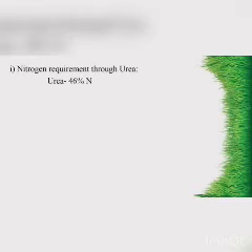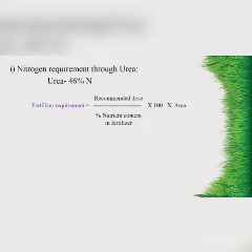Urea consists of 46% nitrogen, and by using the fertilizer requirement formula, it is 100, the recommended dose, divided by 46, the percent of nutrient in the fertilizer, into 100, into area, which is 1 hectare. The answer is 217.4 kg of urea, which says that 217.4 kg of urea can provide 100 kg of nitrogen to the 1 hectare paddy crop.